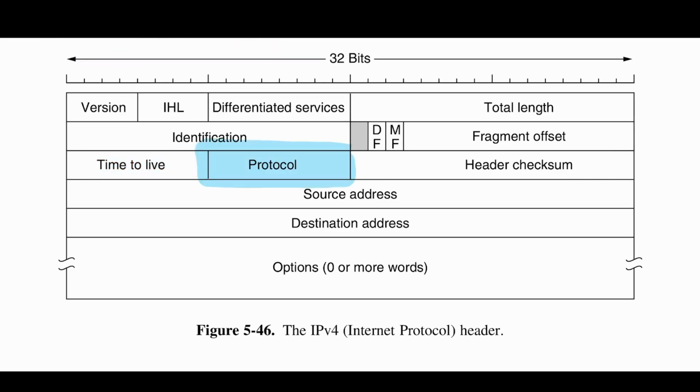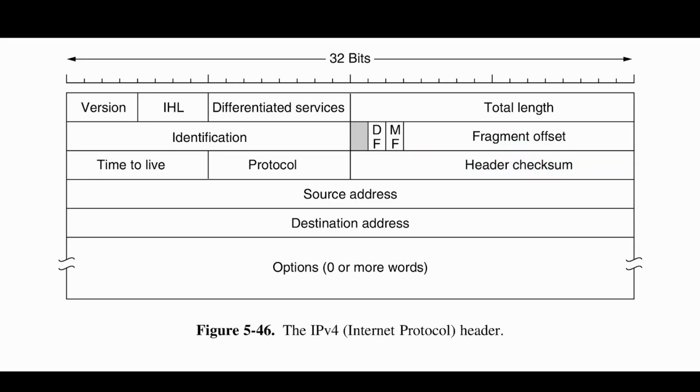Next is protocol. Once the packet arrives, who gets it? This field tells the network layer whether to hand the payload to the TCP, UDP, or another process. Then, the header checksum. This verifies that the header hasn't been corrupted. Crucially, because the TTL changes at every single hop, this checksum must be recomputed by every router along the path.